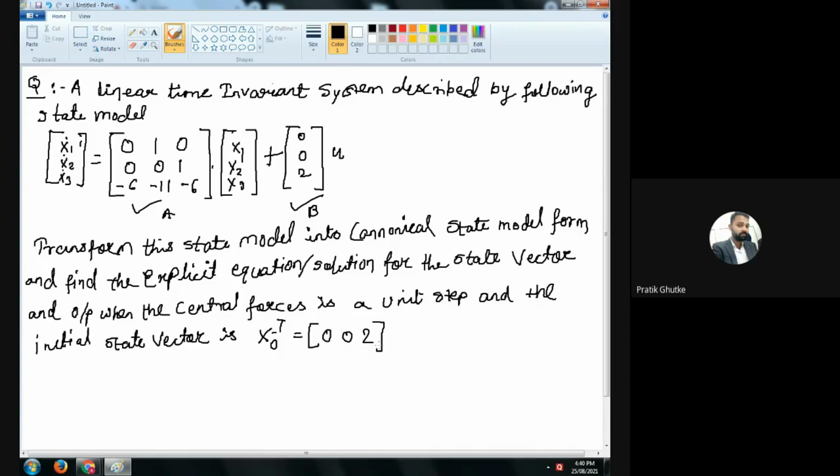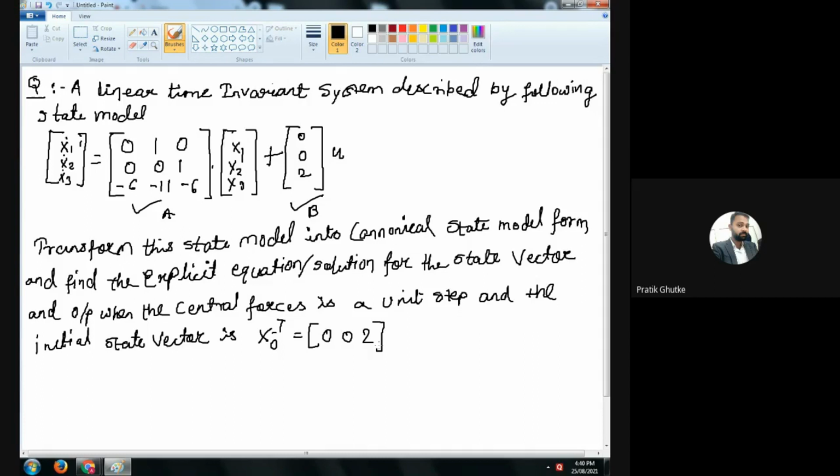So what is x? We can easily calculate it as x0. This row matrix will be a column matrix in case of transpose. You know that. What is meant by transpose? Row becomes column. So this is the question.